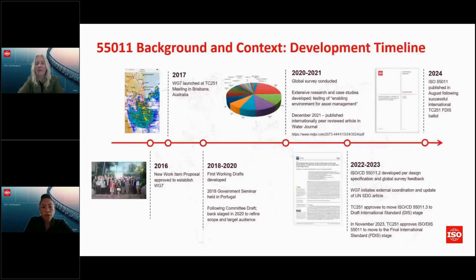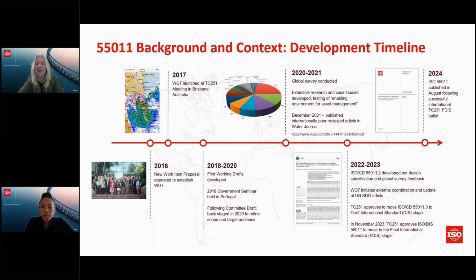A little bit of background and context. The idea was first proposed in 2016. Going back to that process map that we had about ISO and the technical committee structure, we had our first NWIP, or New Work Item Proposal, which was approved in 2016. That led to the approval and launch of a new working group, Working Group 7, in 2017, focused on public policy, and then the development of what is now known as 55011.